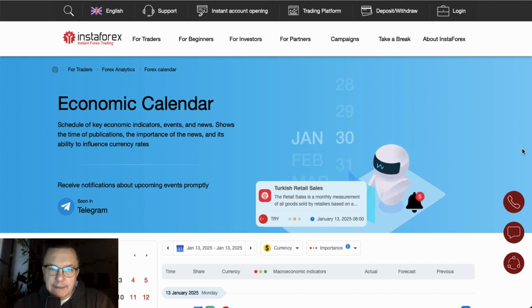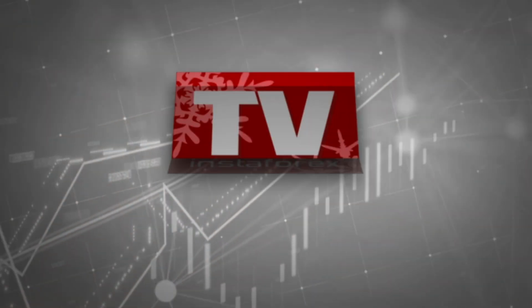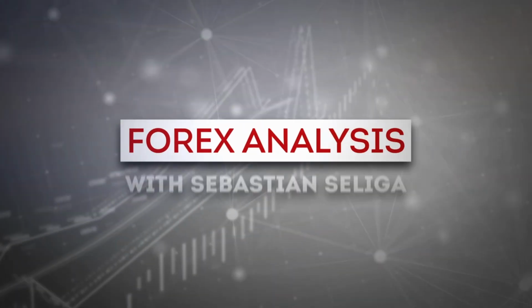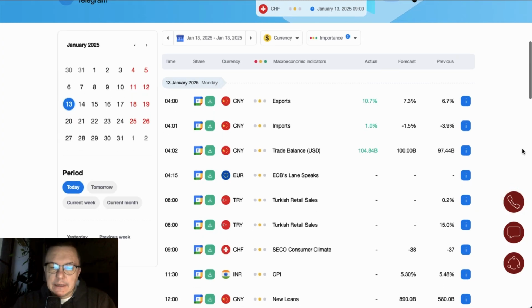Let's take a look at the economic calendar for today. Overnight data during the Asian session were mostly focused on the Chinese data: exports, imports and trade balance. All of them beat the expectations, are better than expected. So as you can see, nice, good data from China.